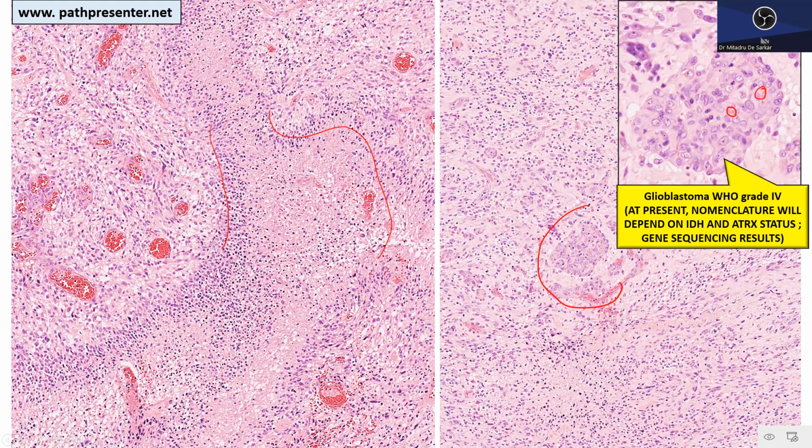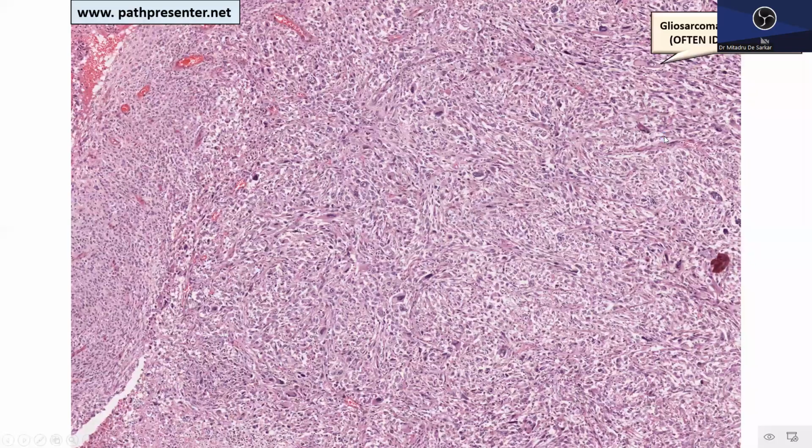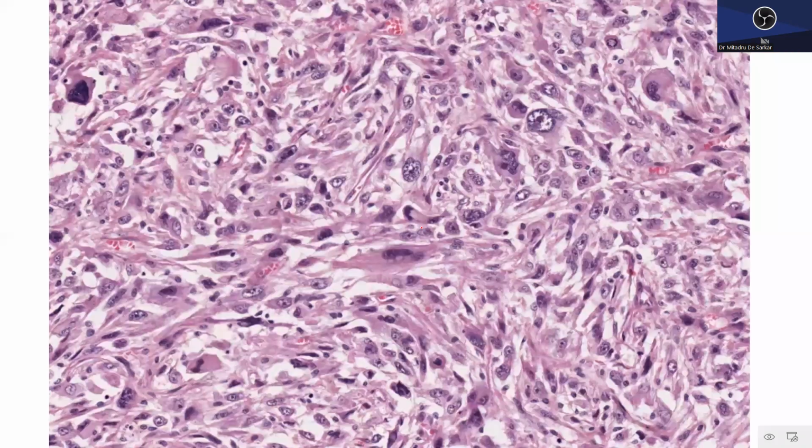But again, IDH and ATRX status detection will be important before reaching a nomenclature. In this particular case, you have got a high-grade tumor which is basically composed of atypical cells which are arranged in intersecting fascicles. And this is obviously a gliosarcoma of WHO grade 4.